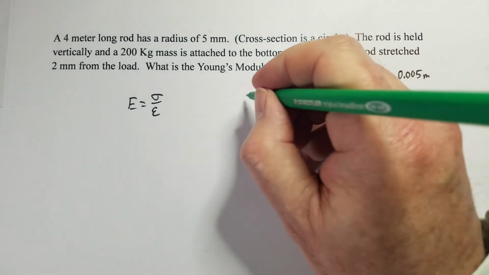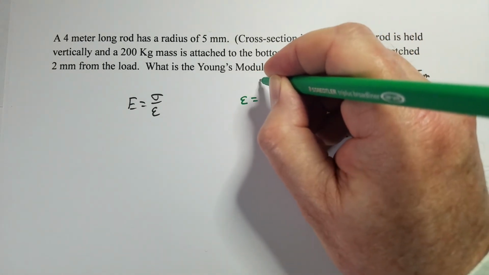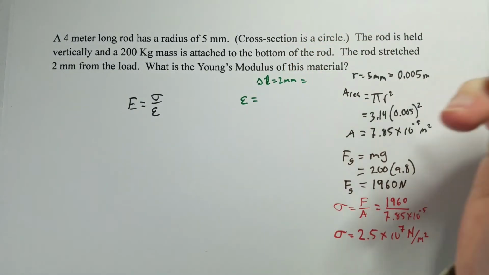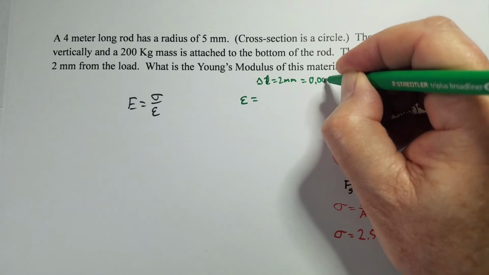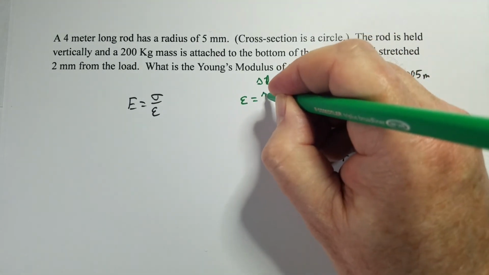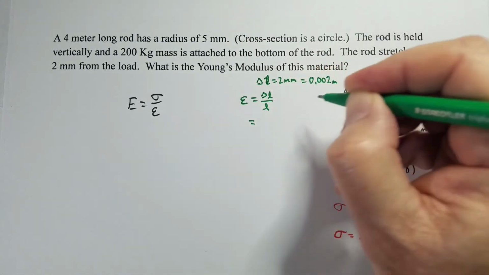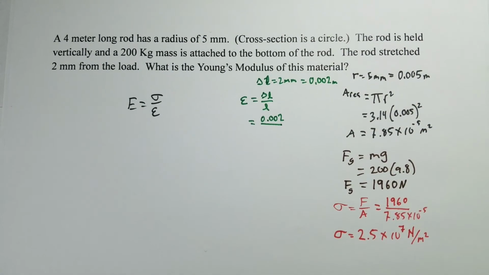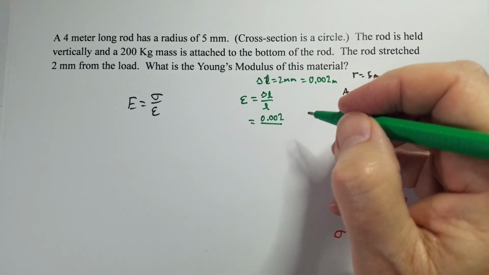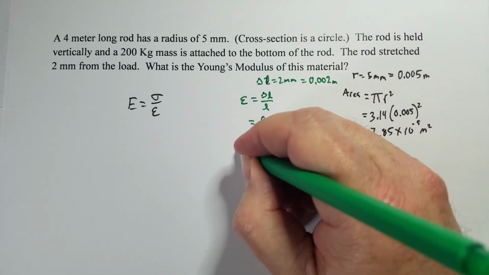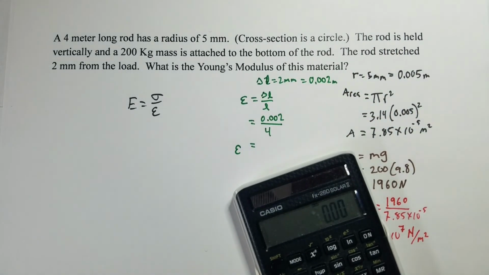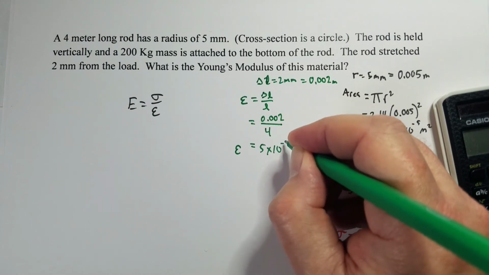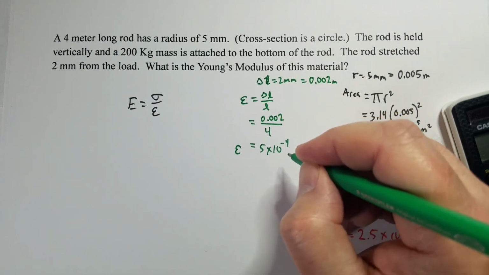Now for epsilon, we know it's stretched 2 millimeters. So again, change that to meters. That's 0.002 meters. So we have change in length over the original length: 0.002 divided by the 4 meters, which was the original length. 0.002 divided by 4 gives me 5 times 10 to the negative 4. Again, that's dimensionless.